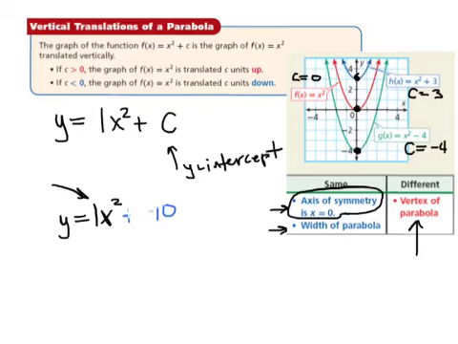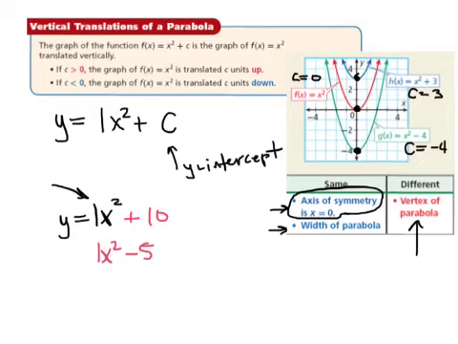So it doesn't matter how we do this. We can manipulate this equation by either adding something or subtracting something, and it's just going to go up or it's going to go down. So no matter what we do, as long as we keep the a value the same, we can move it up and we can move it down.